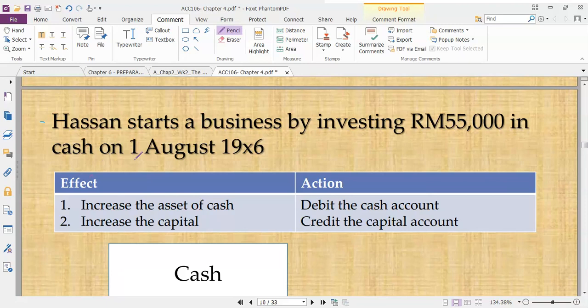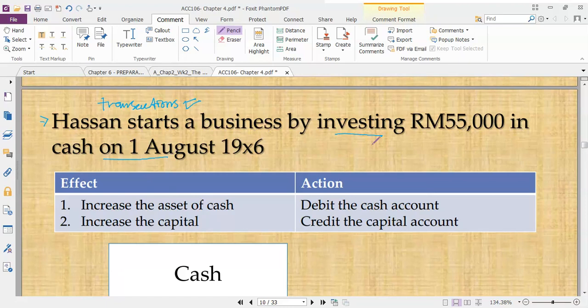Okay, so dia kata Hassan start a business by investing 55,000 in cash on 1st August. So from this, this is called as a transaction. Okay, so setiap business akan ada perkataan transaction ni. So transaction tu boleh jadi pelbagai-bagai aktiviti lah. Okay, for example, Hassan starts a business by investing 55,000 in cash on 1st August.